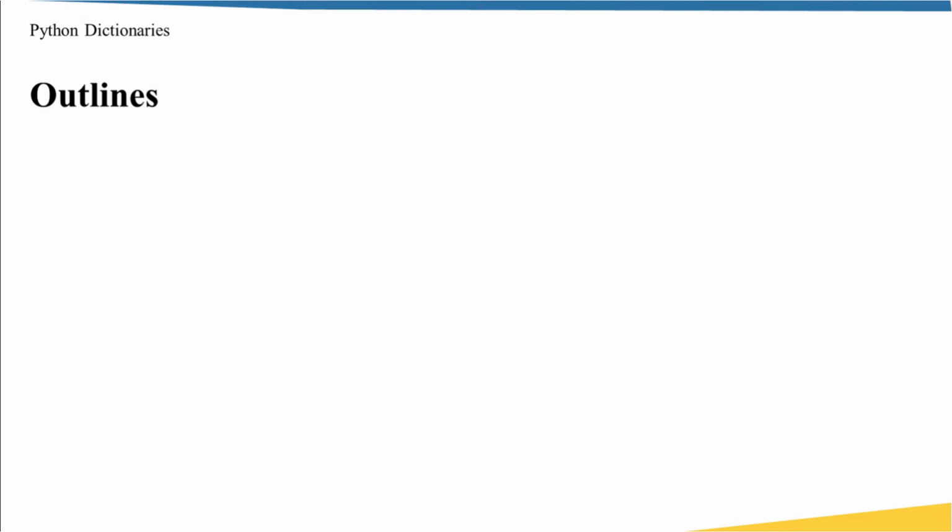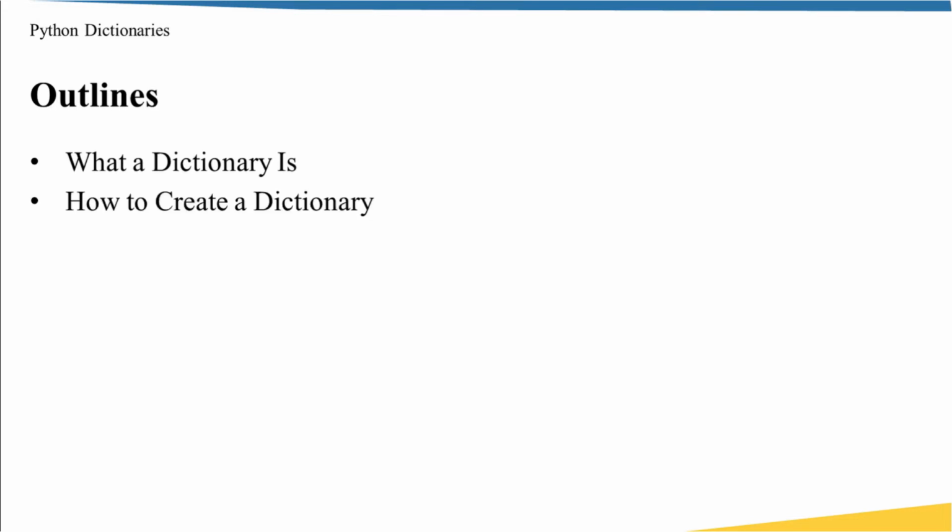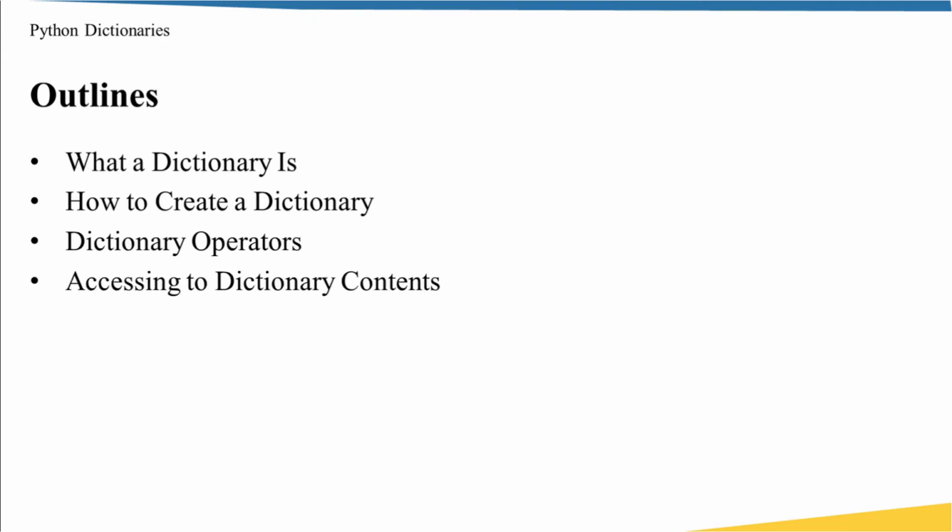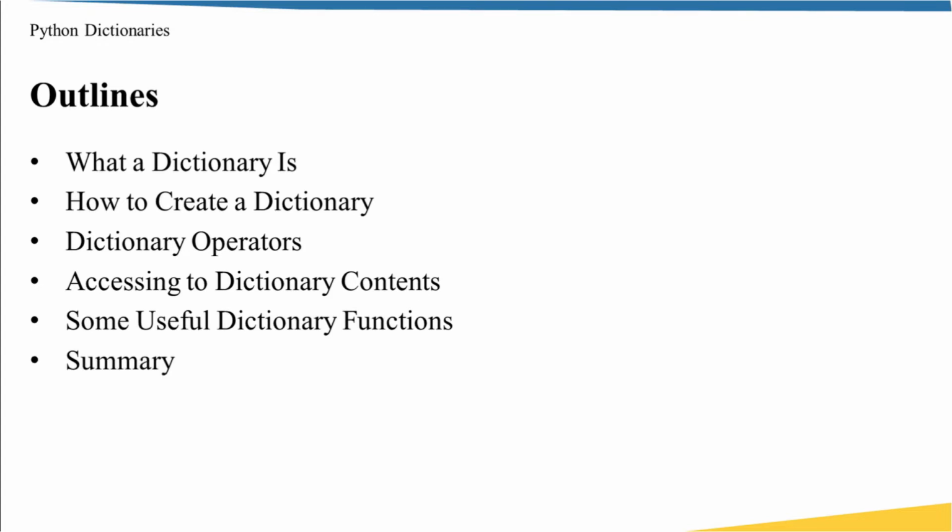In this lecture, we are going to learn about another collection that's supported by Python, which is dictionary. I will start by defining what a dictionary is, then we will see how we can create a dictionary and what the operators that are supported by Python. Then we will see how we can access dictionary contents, whether we want to get this content or to update this content. We will learn about some useful dictionary functions, and I will end this lecture with a quick summary. So let's get started.